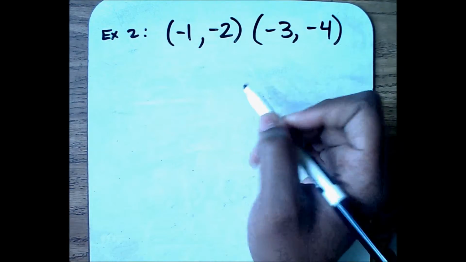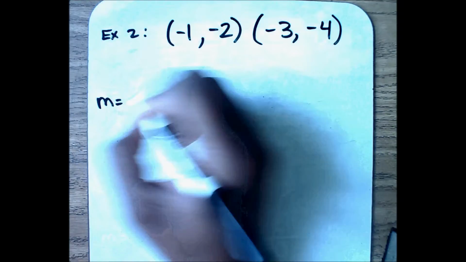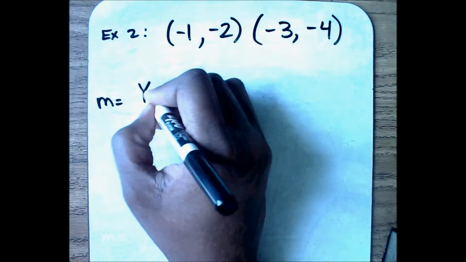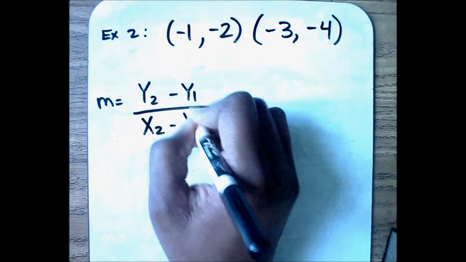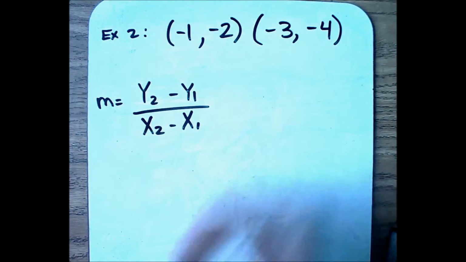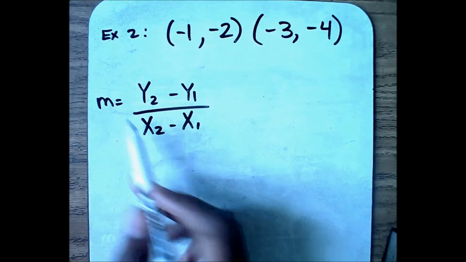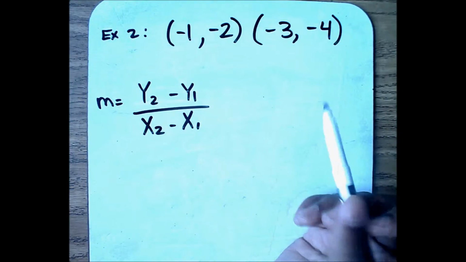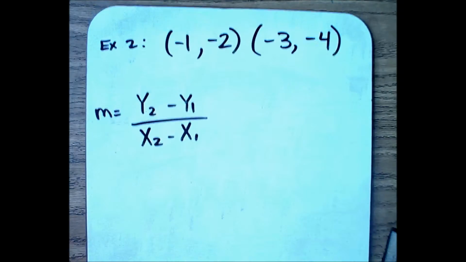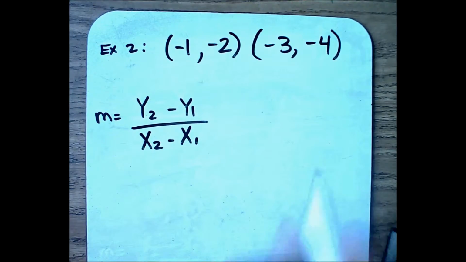All right, so the first thing I like to do is to remind myself of the formula. So I have y sub 2 minus y sub 1 over x sub 2 minus x sub 1. Then after I remind myself of the formula, I like to label my x and y sub 1, my x and y sub 2. So I'm going to do that here.